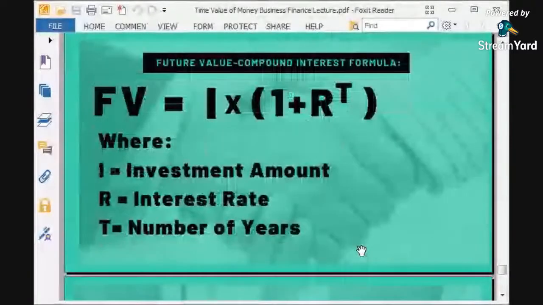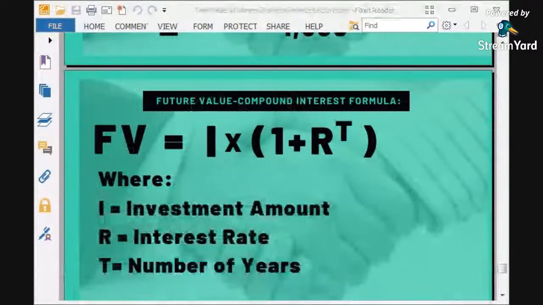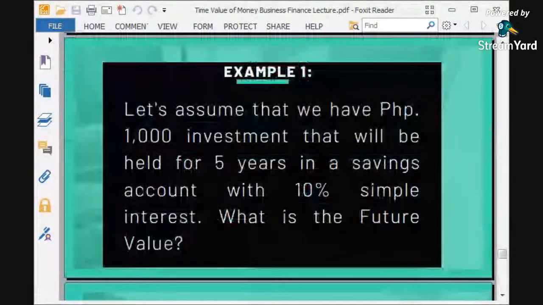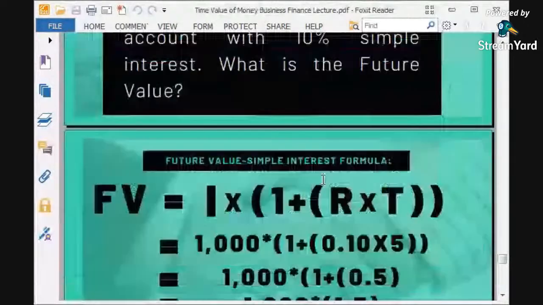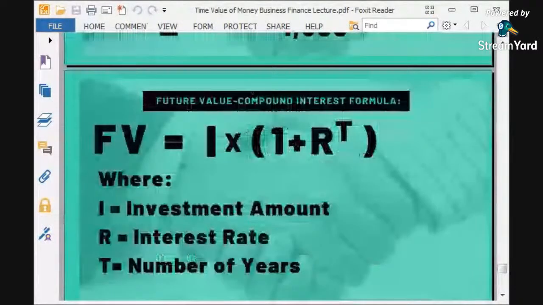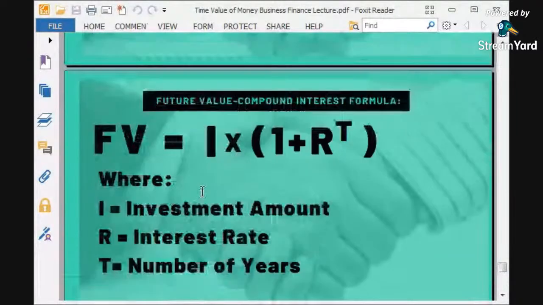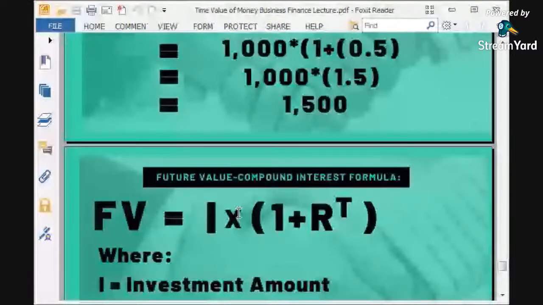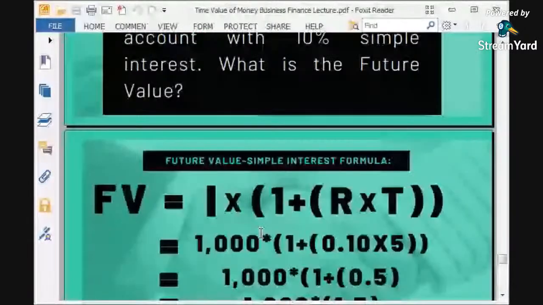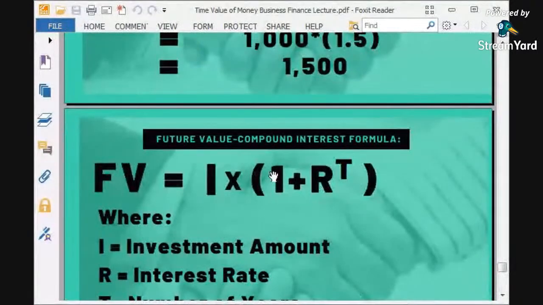Now here we are on compounded. When we say compounded, using our same example, what if our investment is compounded every year, where the interest added to the money is added on top yearly. So the formula for the future value of an investment earning compounded interest is this. Same FV equals I, or investment amount, times 1 plus R, or the interest rate, raised to T, or the number of years. If you notice, the only difference from simple interest is the way we treat the interest rate and the number of years.